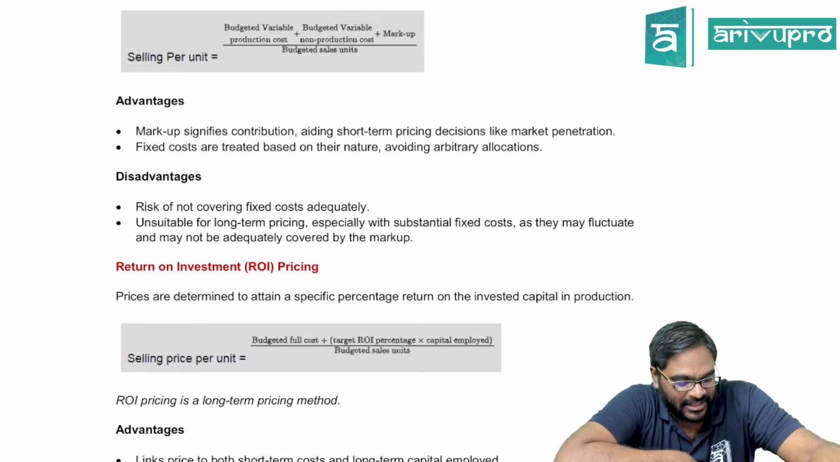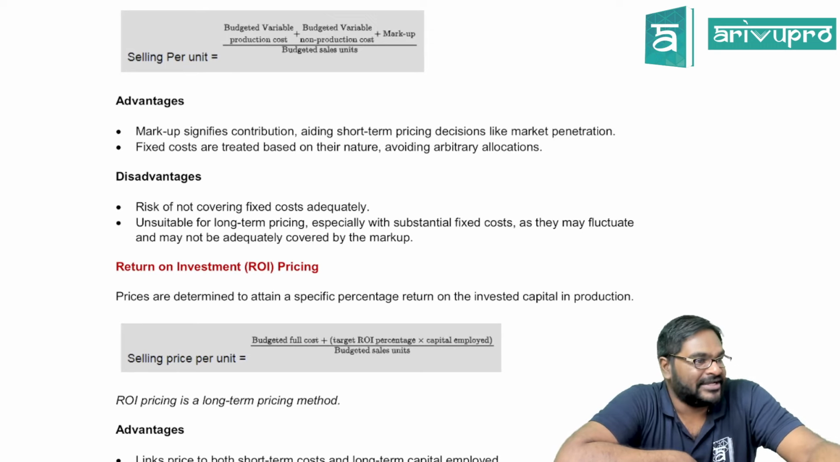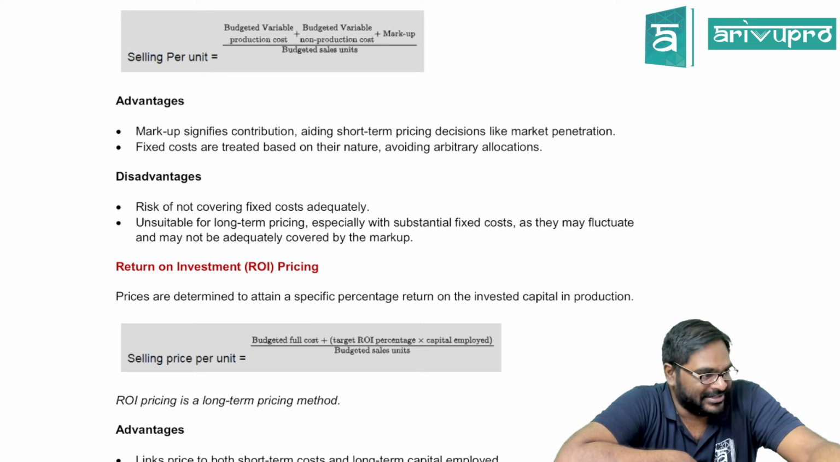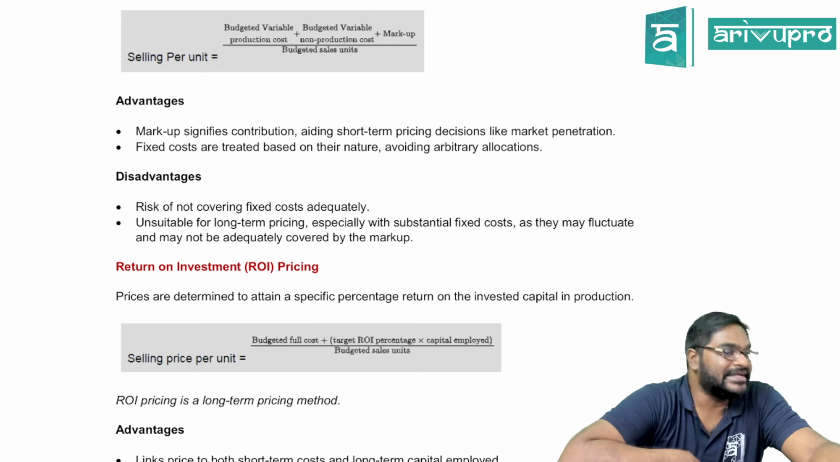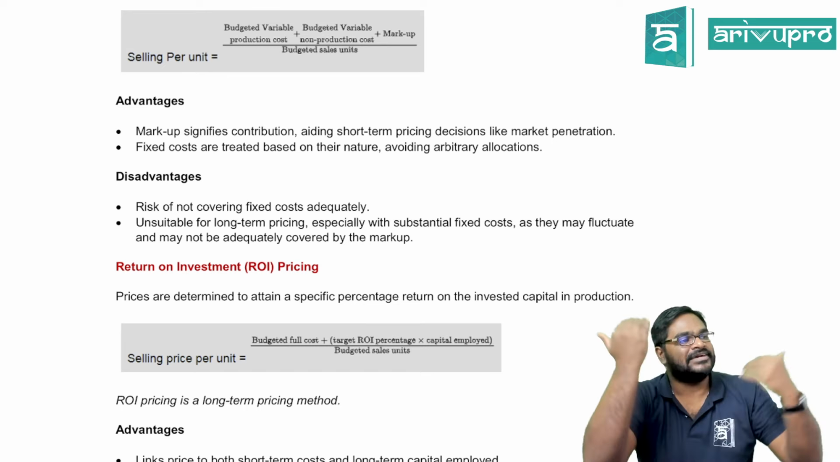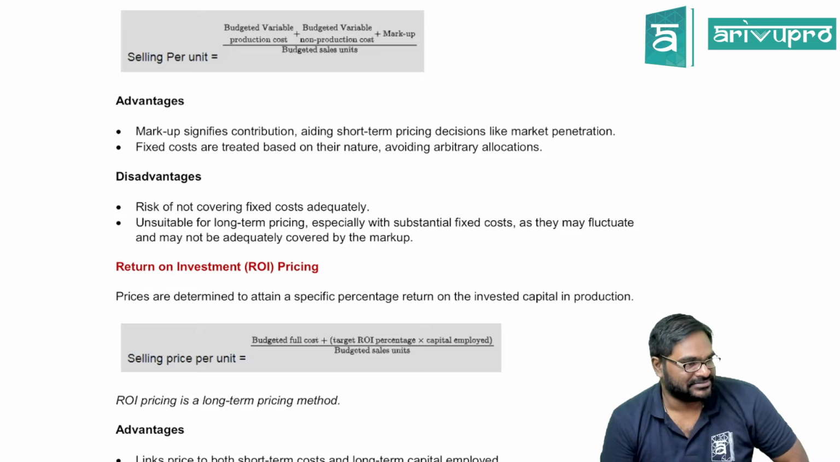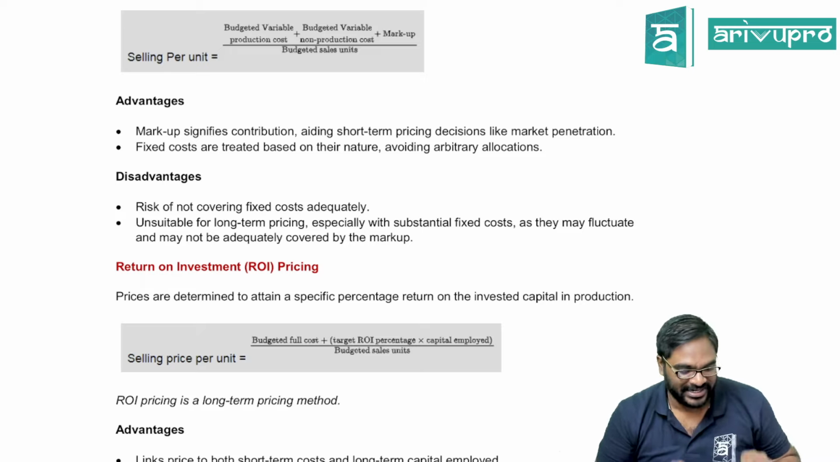Disadvantages. Sometimes we might not be able to cover the full fixed cost in the ABC method. Are we okay? Second one, unsuitable for long-term pricing, because we are going by the contribution, we are going by the variable factors. So short-term orientation is there. Are we okay?